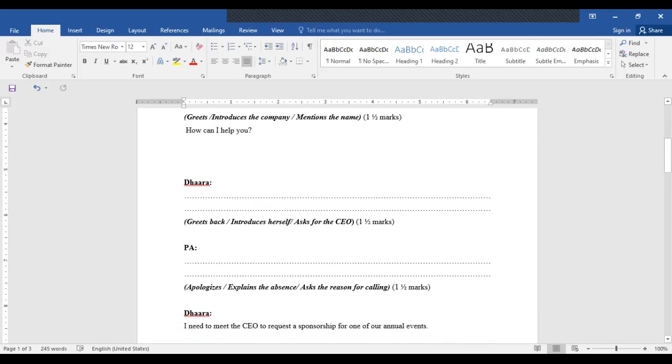Next it's Dara's turn. So Dara has to greet back. She has to introduce herself and ask for the CEO. That is what Dara has to do. So you have to make a sentence using this information and write it in this given space. Then the personal assistant once again apologizes, explains the absence, and asks the reasons for calling. Right? So using these, you have to write what the personal assistant says.